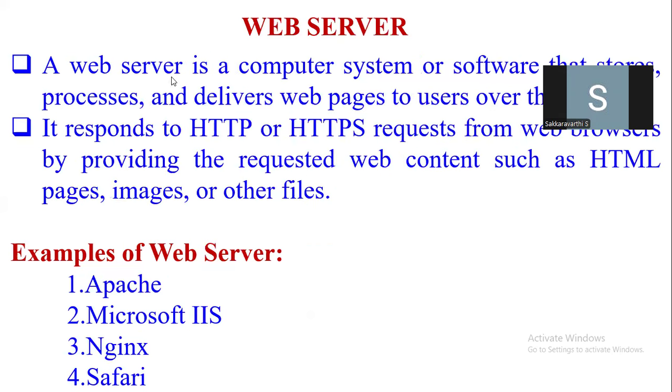And web server. A web server is a computer system or software that stores, processes, and delivers web pages to users over the internet. That is, the web browser sends the HTTP request message, and the server in turn receives the HTTP request message from the client, checks whether the resource is available in the server, and sends it back to the browser in the form of an HTTP response message. The commonly used web servers are Apache, Microsoft Internet Information Server, NGINX, etc.